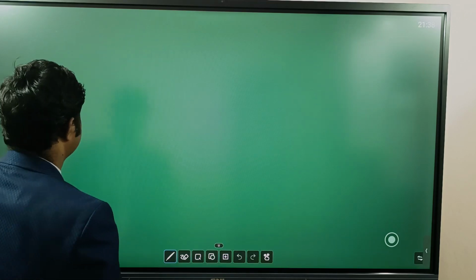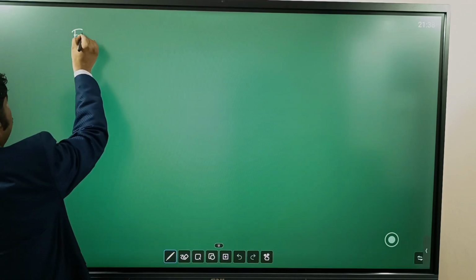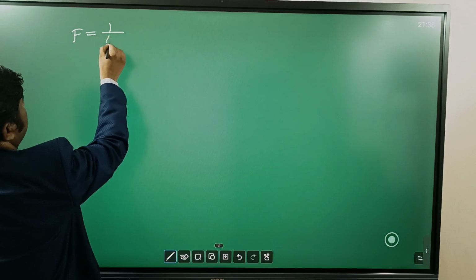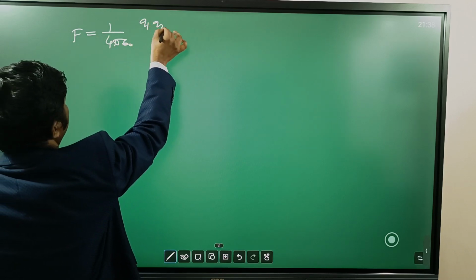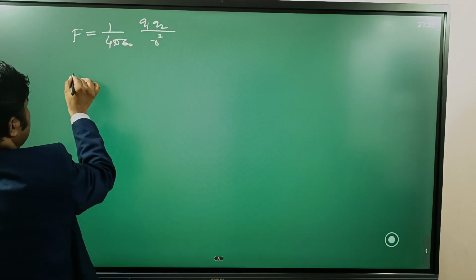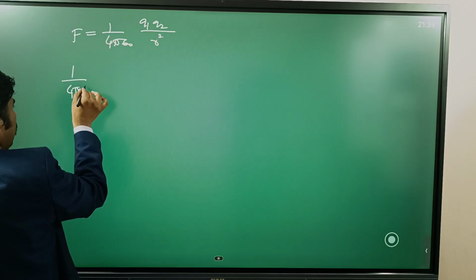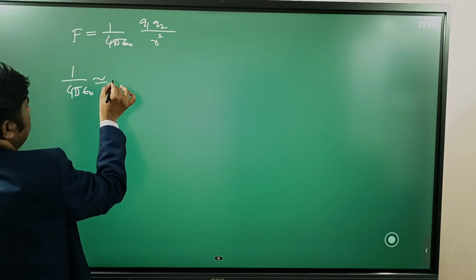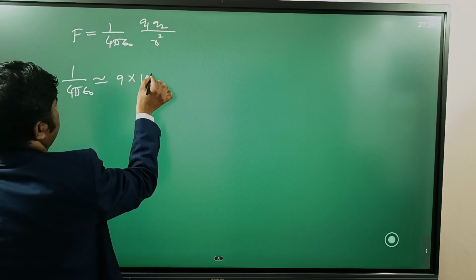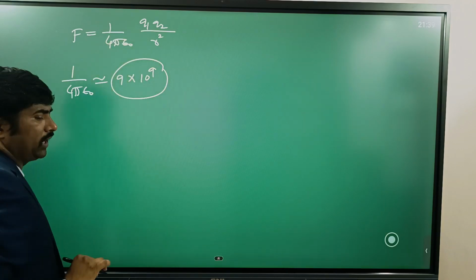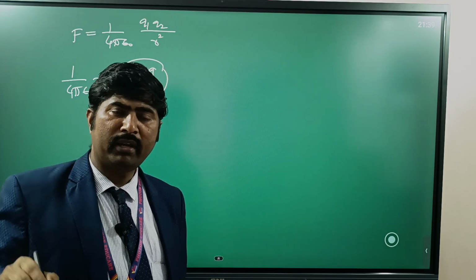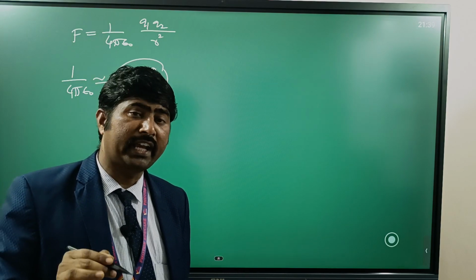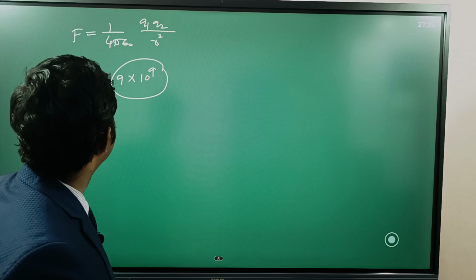So for calculation purpose, this is called Coulomb force. F is equal to 1 divided by 4 pi epsilon naught, then Q1 Q2 divided by R square. So this 1 by 4 pi epsilon naught is nearly taken as 9 into 10 power 9. This is a very important value. In problems we use this one, every time we are writing 9 into 10 power 9. Are you clear?